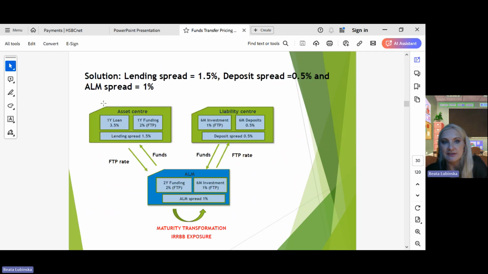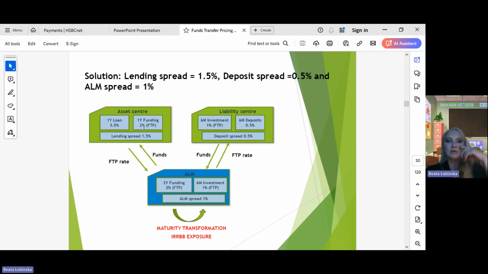Okay, so on the left-hand side, we have the asset center, and we know that we have 1 year loan, 3.5%, which is funded by liability. Liability has 6-month tenor. So we are running the maturity transformation because we are funding longer term asset with shorter term liability. So we have 1 year against 6 months.